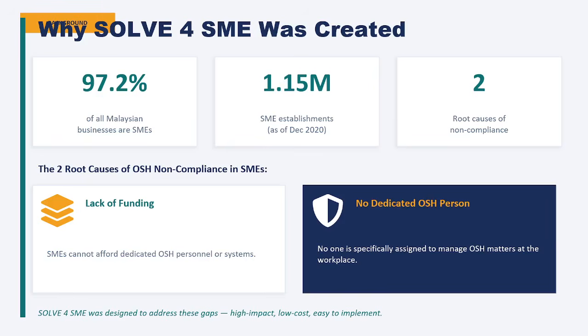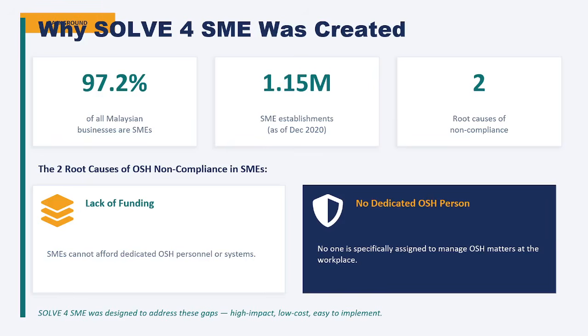Look at these numbers. As of December 2020, SMEs, Perusahaan Kecil dan Sederhana, made up 97.2% of all business establishments in Malaysia. That is 1.15 million businesses. So when we talk about OSH in Malaysia, SMEs are the majority. Now, DOSH had been running compliance support programs for SMEs since 2008. And after all those years of work, they identified two main root causes of why SMEs keep failing to comply with OSH laws. First, lack of funding.